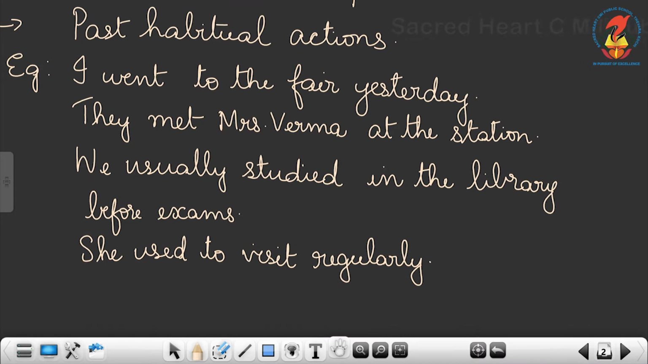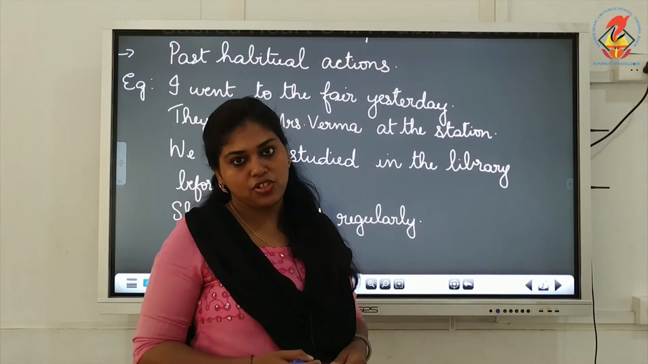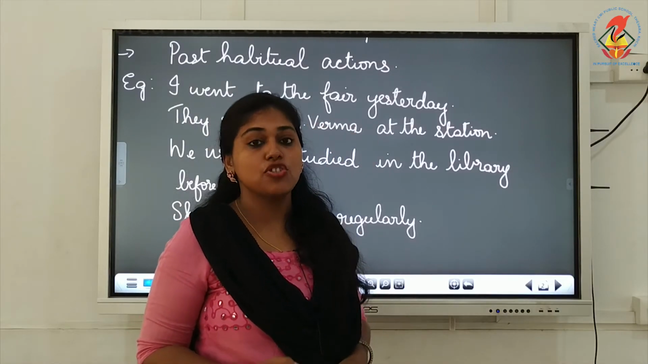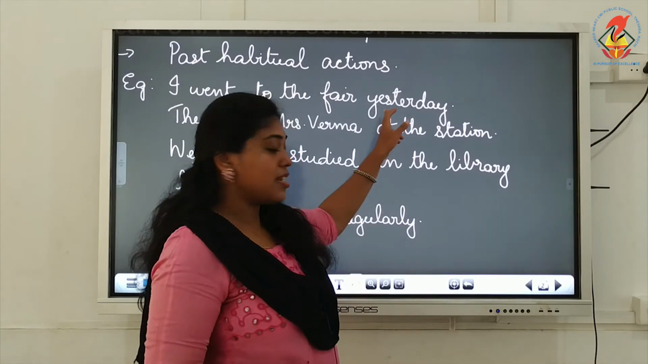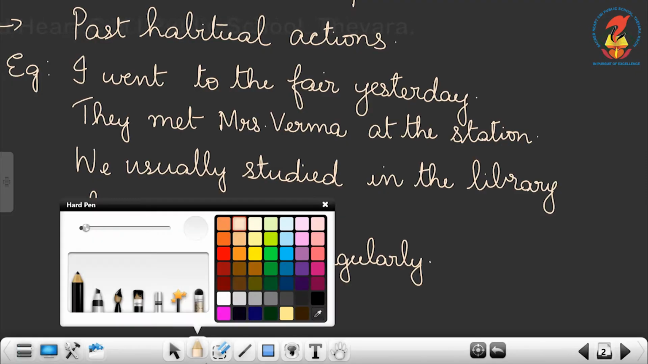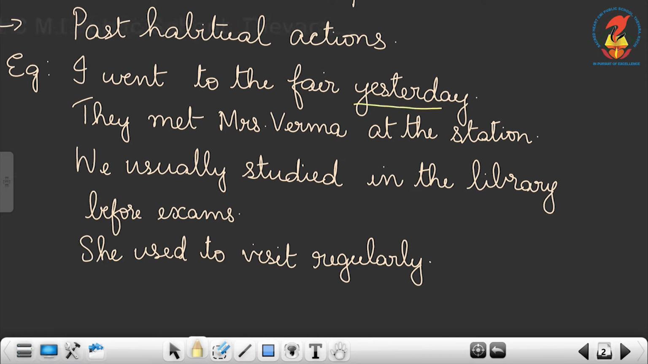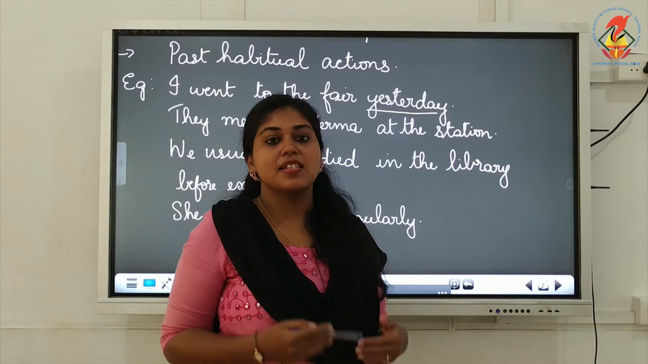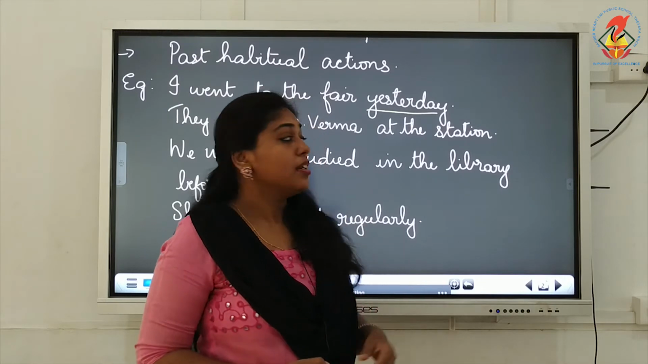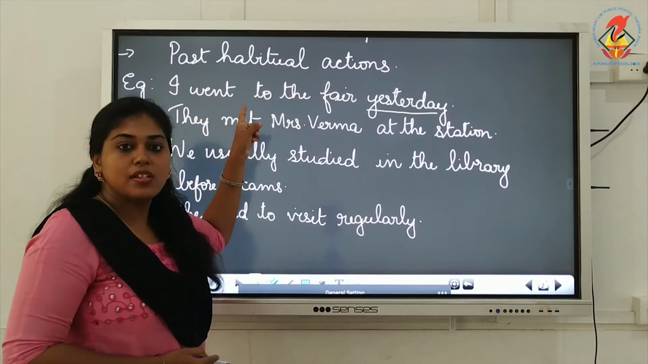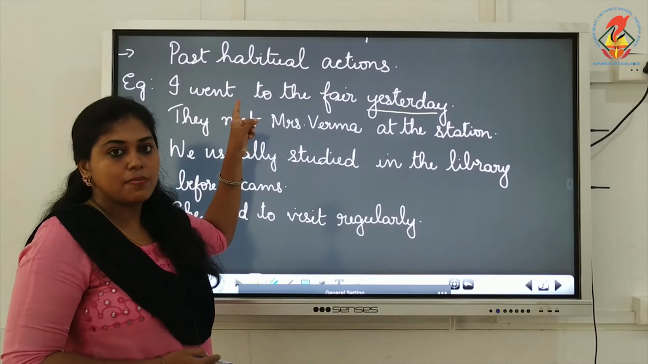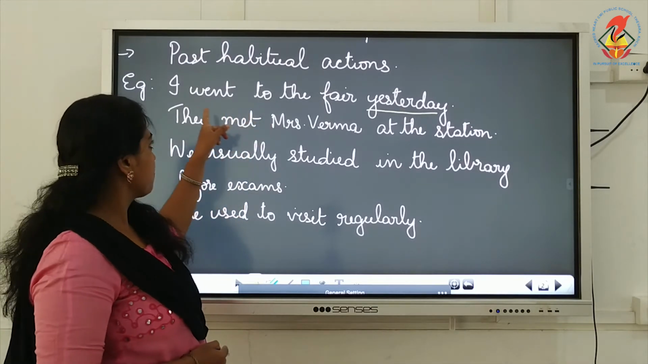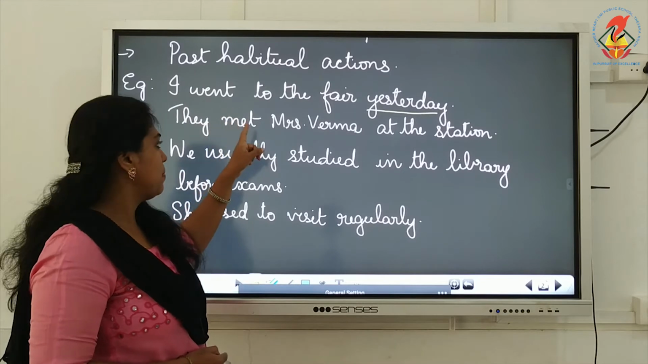Let's look at the first sentence. I went to the fair yesterday. This is a completed action. It is an action which took place in the past because the time is already indicated there, right? What's the time written there? Yes, yesterday. So it is very clear that it is a past action. The tense that is used here is simple past tense.